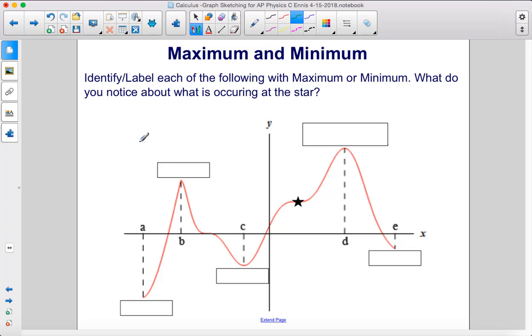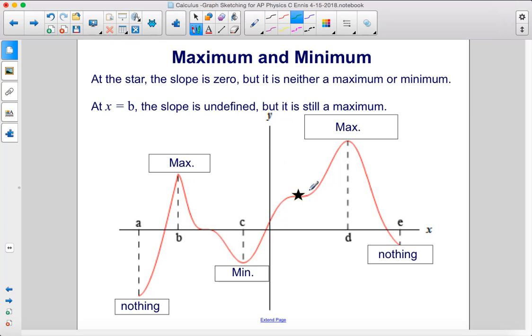Identify and label each of the following with maximum or minimum. What do you notice about what's occurring at the star here? At the star, the slope is 0, but it's neither a maximum or a minimum, because you can see the slope here is positive, and then it continues to be positive after it levels out. At x equals b, here, the slope is undefined because this is a cusp, but it's still a maximum.